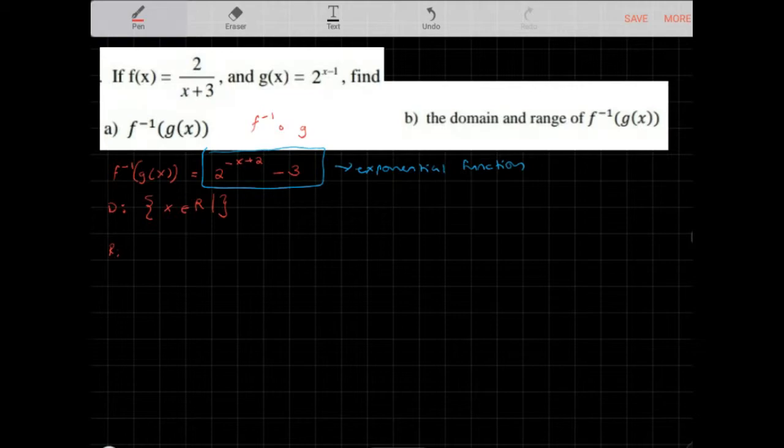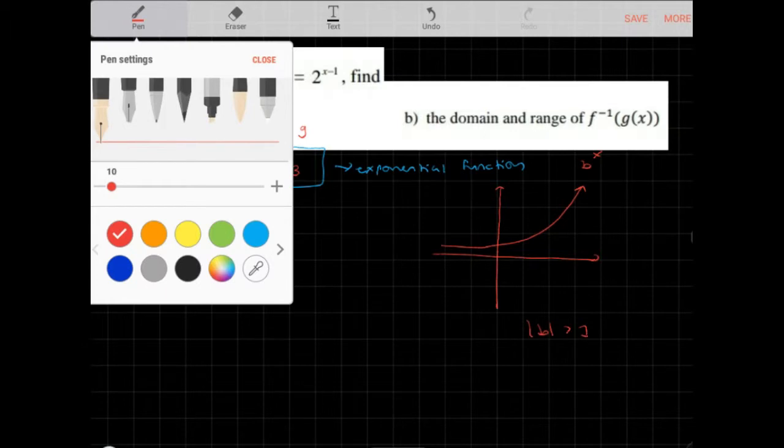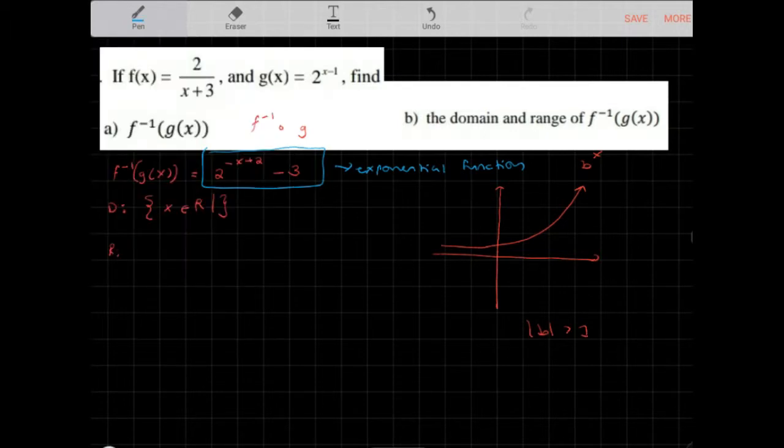But the range, on the other hand, will have a restriction. Now we know that our base here is positive, and that usually indicates exponential growth, right? So if you have an exponential function b to the power x, if b is greater than 1, then you're going to see exponential growth this way. But because we have a negative associated with the x, this implies that there is a reflection in the y-axis, right?